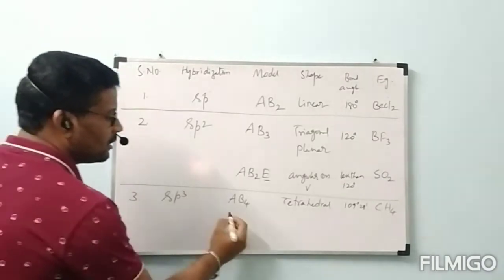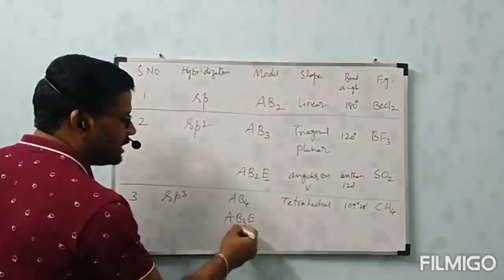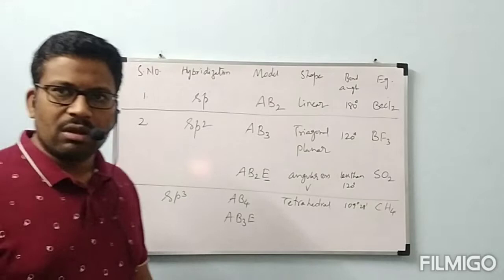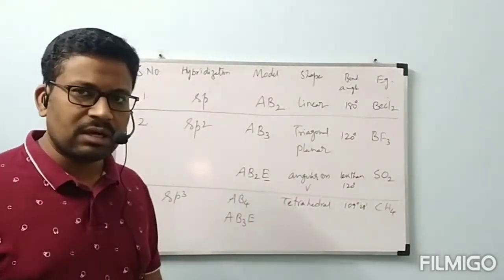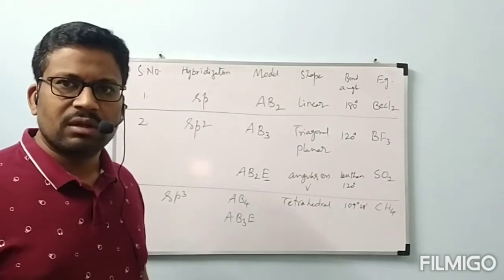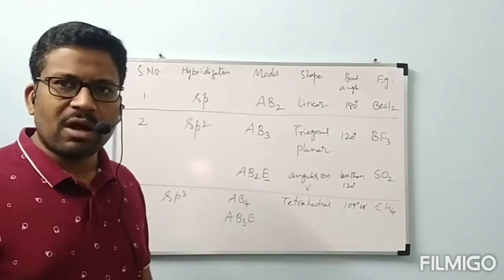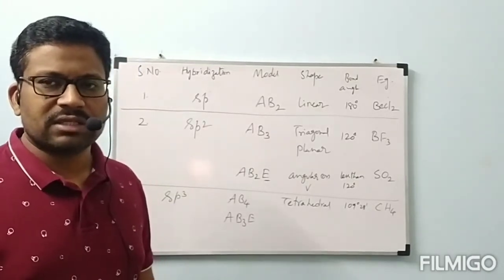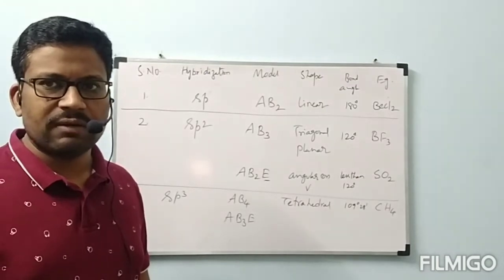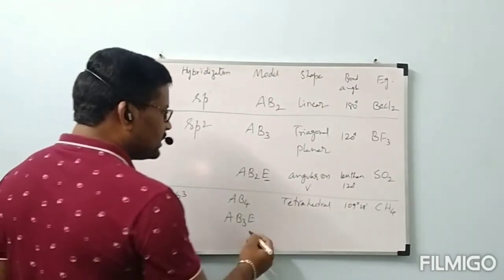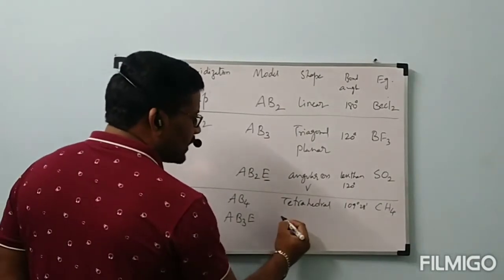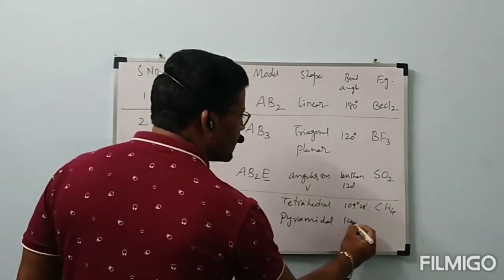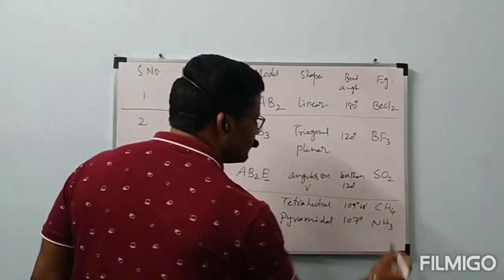Next, under sp3 only, AB3E, meaning 3 bond pairs and 1 lone pair. For this, the H value is 4. Try to find that, no problem. Till now we have found some examples, so try to practice once again. If you have any molecule doubt, send it to me. Immediately I will send the answer with the H value and how many lone pairs are there. Okay, next. AB3E, shape pyramidal, bond angle 107 degrees, example NH3.